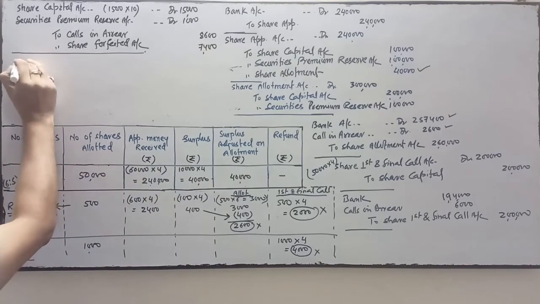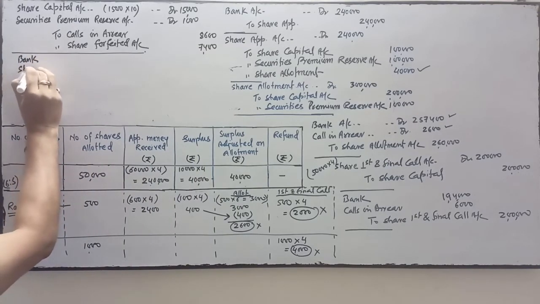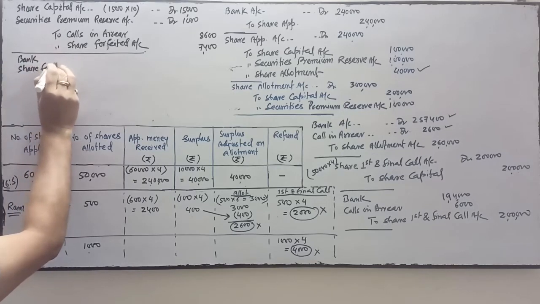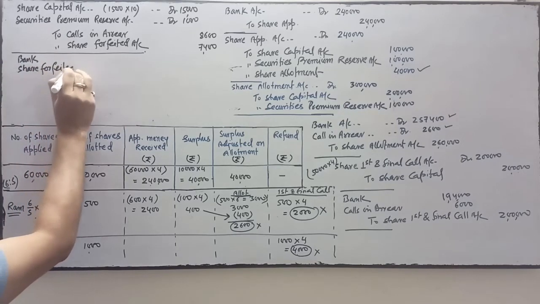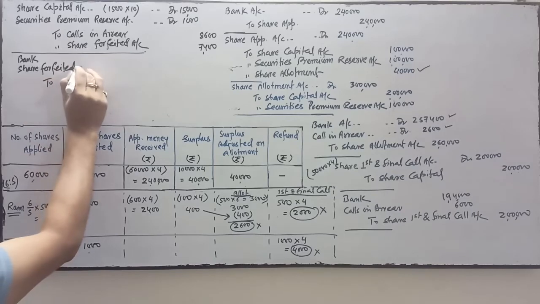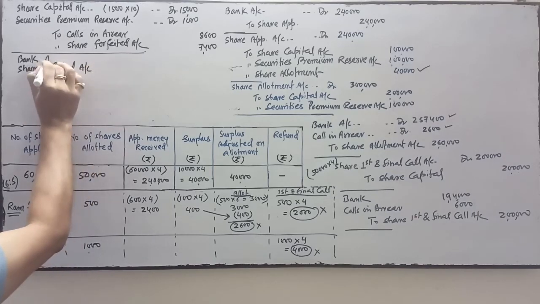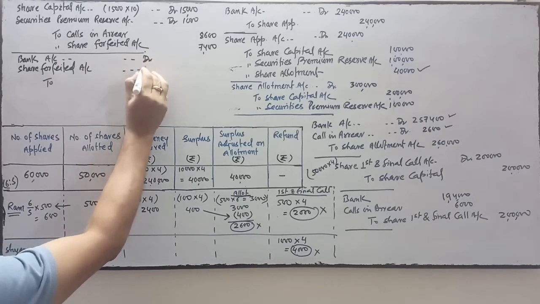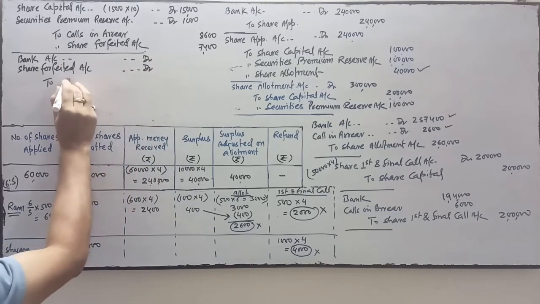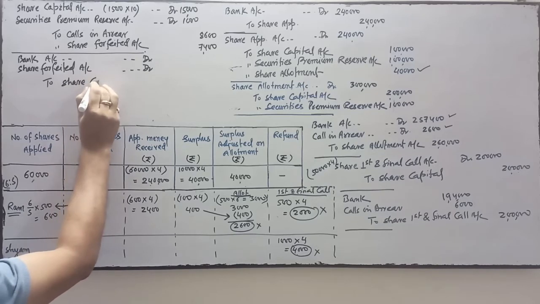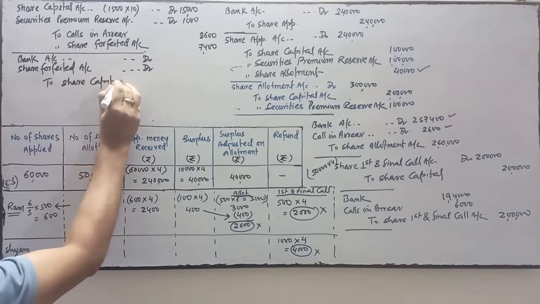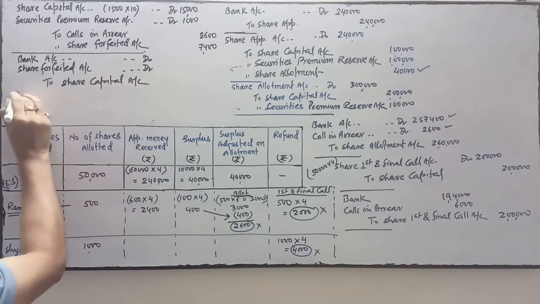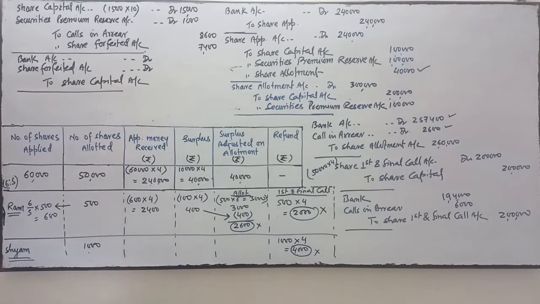So bank account debit, share forfeited account debit, forfeited account debit to bank account debit, share forfeited account debit to share capital when it is reissued, to share capital account. Now come to the share capital.